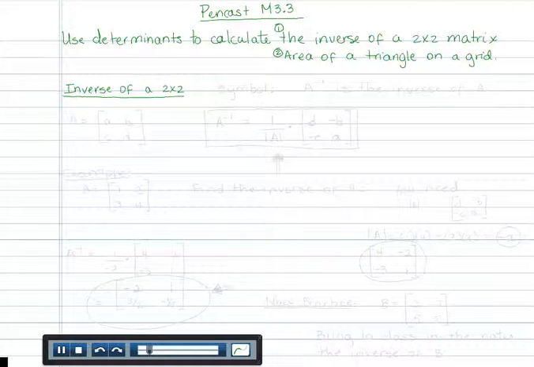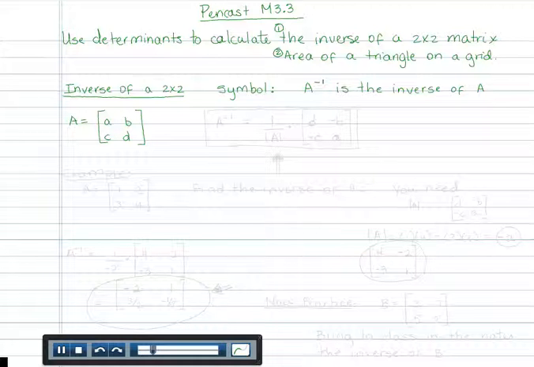The inverse of a 2x2. Notation, the symbol: A to the minus 1. If A is a matrix, A to the minus 1 is the inverse of A. So let's say we have matrix A that has these numbers: A, B, C, and D. Right? And we want to find the inverse.